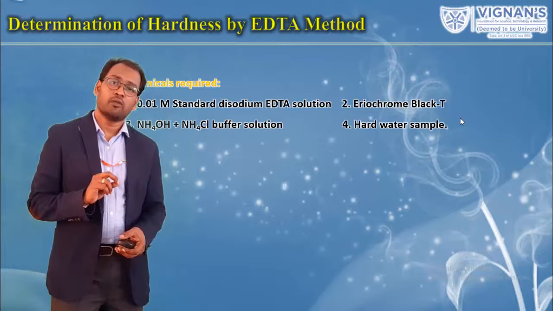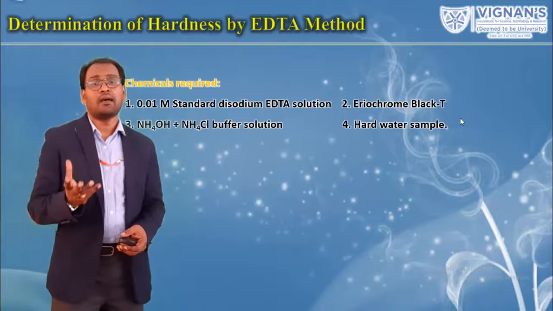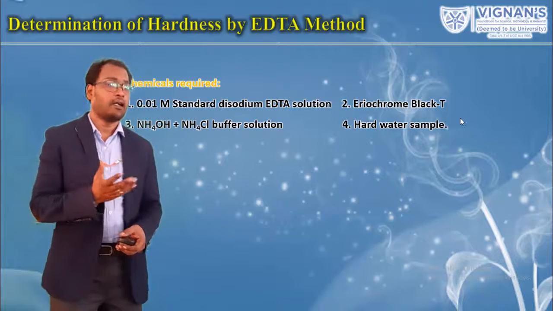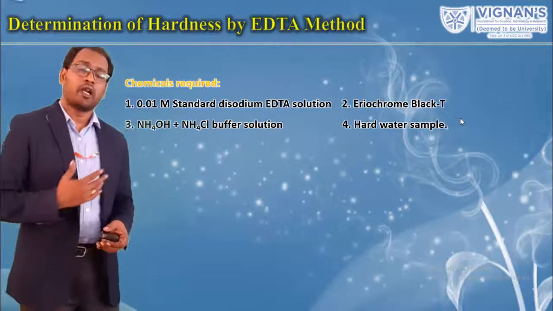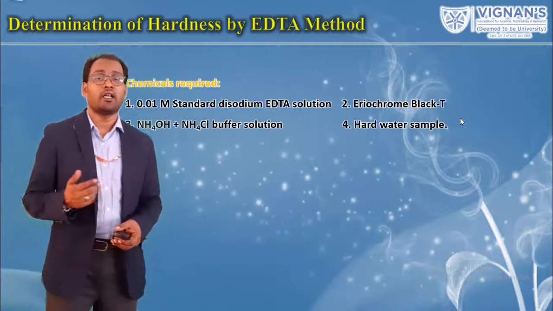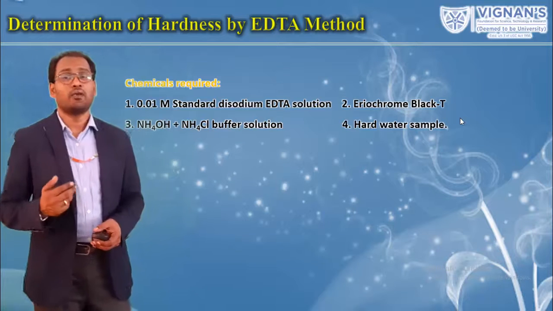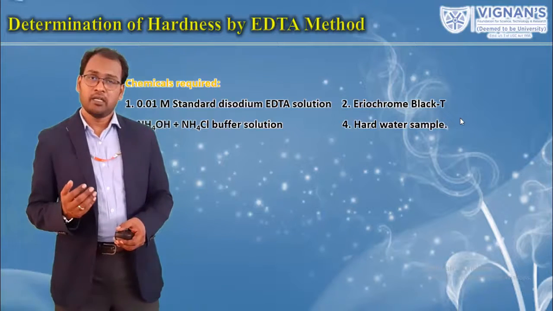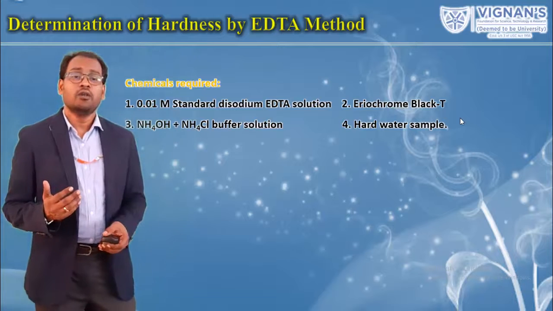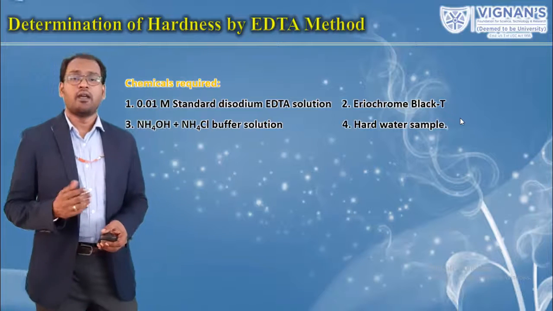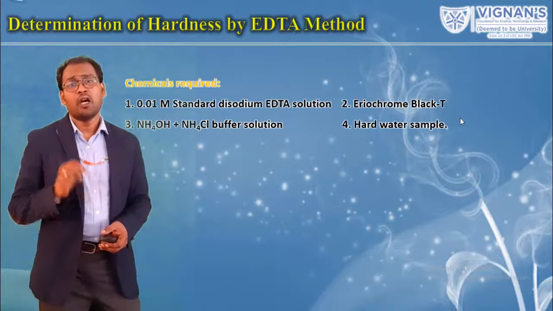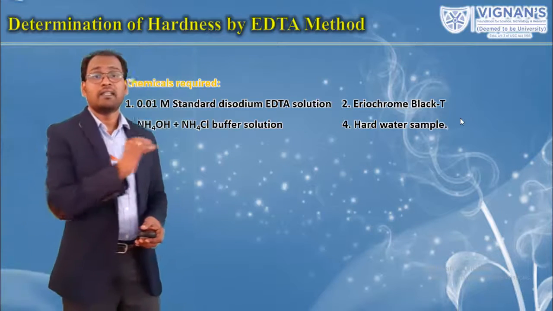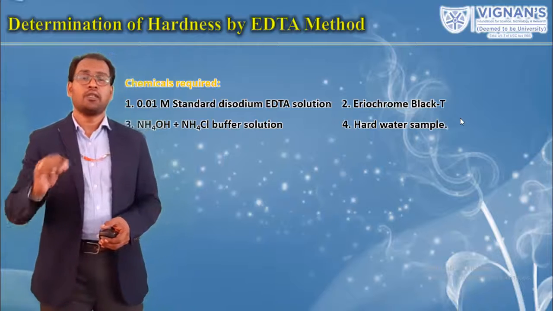The next thing you need for analysis is a sample of hard water. These are the things, and then we use our regular glassware like volumetric flask, conical flask, burette, pipette, beaker, and weighing bottles to do the experiment. So the procedure goes like this. First, you pipette out 20 ml of sample hard water which has to be estimated.